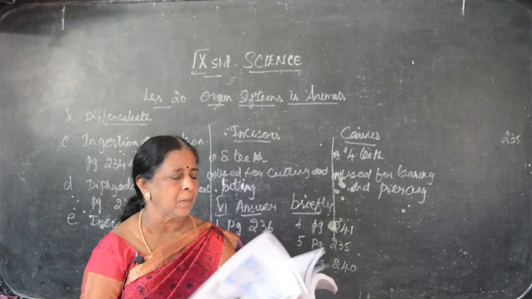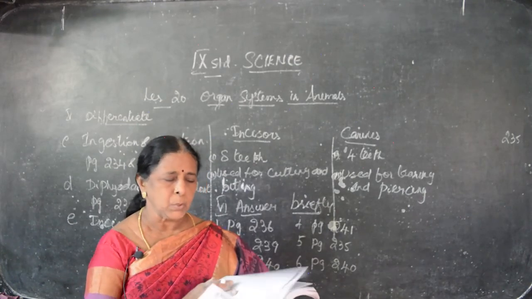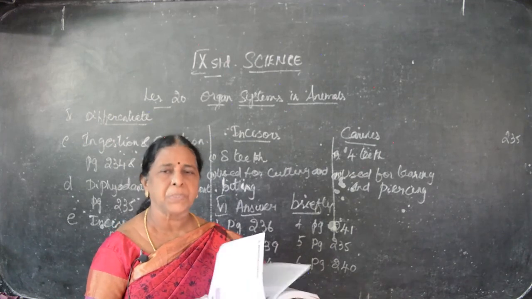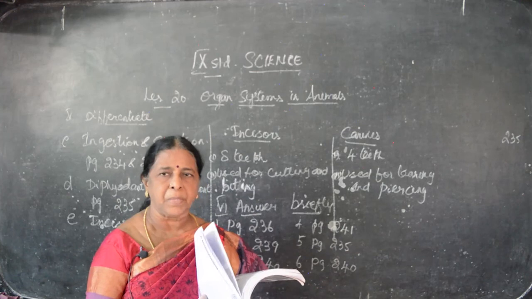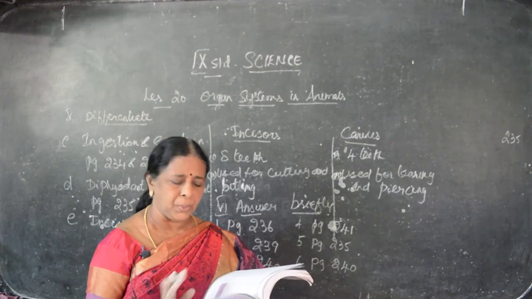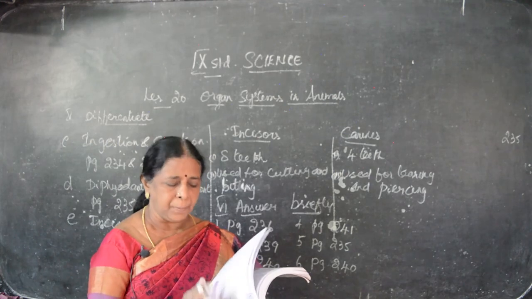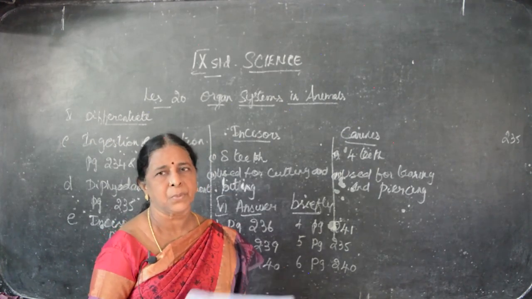So children, high order thinking skills and all we don't want. Choose the correct answer, all the objectives. Objectives you need not write in the classwork. Only differentiate, answer briefly and answer in detail. Assertion reason also you need not write in the classwork. Only briefly, match and detail. Detailed answers I have not given. I will give in another class. Okay. Thank you children.